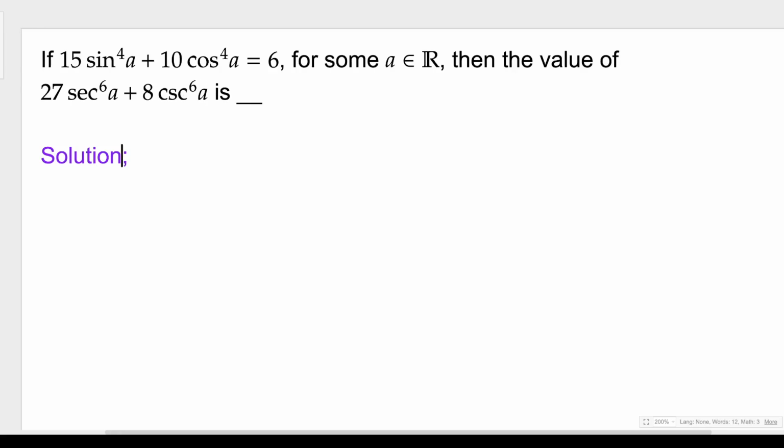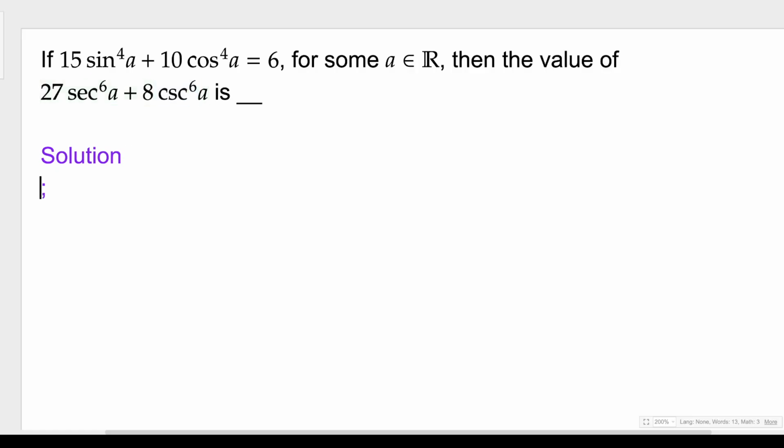So consider this given problem statement. It states that if 15 times sine a power 4 plus 10 times cos a power 4 is equal to 6, and here a belongs to the set of real numbers, right? In that case, the value of this particular expression, that is 27 times secant a power 6 plus 8 times cosecant a power 6, is equal to what?